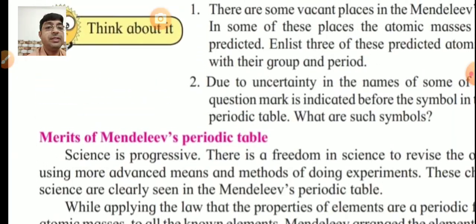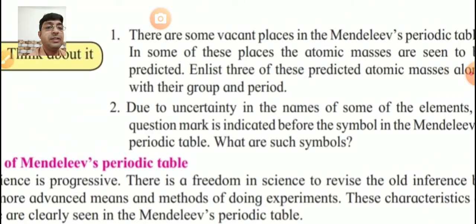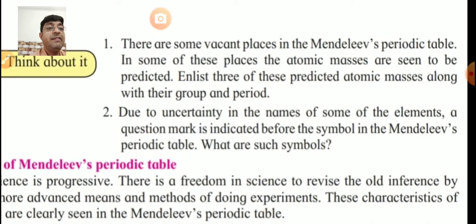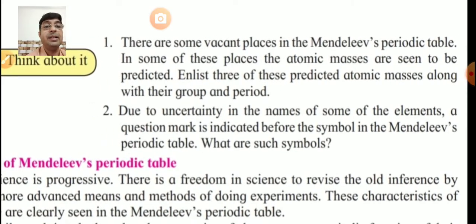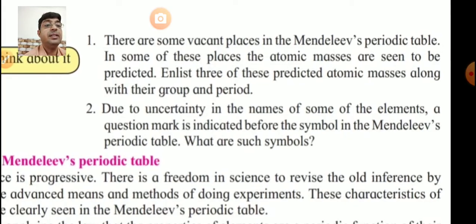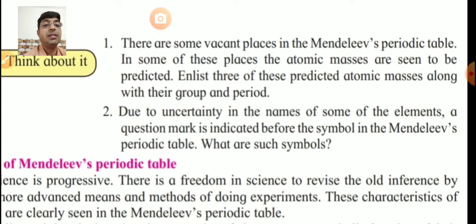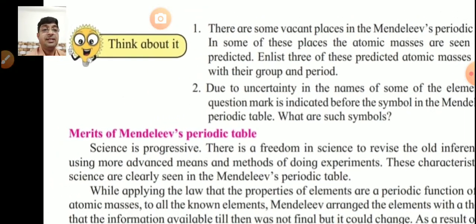Next page. Some questions are given for us. Think about these 2 questions. First question. There are some vacant places in Mendeleev's periodic table. In some of these places, the atomic masses are seen to be predicted. Enlist three of these predicted atomic masses along with their group and period. Second question. Due to uncertainty in the names of some of the elements, a question mark is indicated before the symbol in Mendeleev's periodic table. What are such symbols?